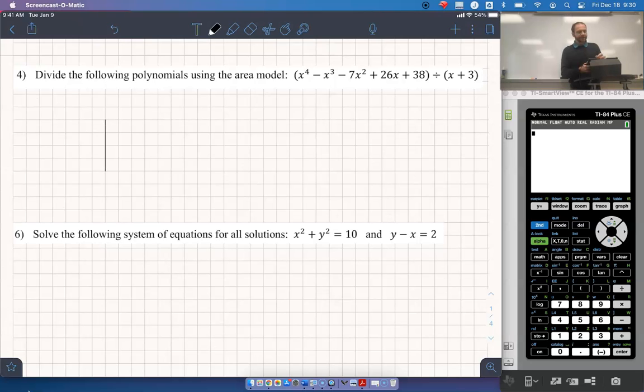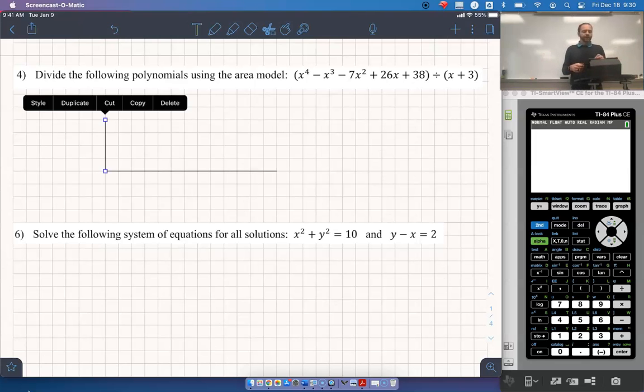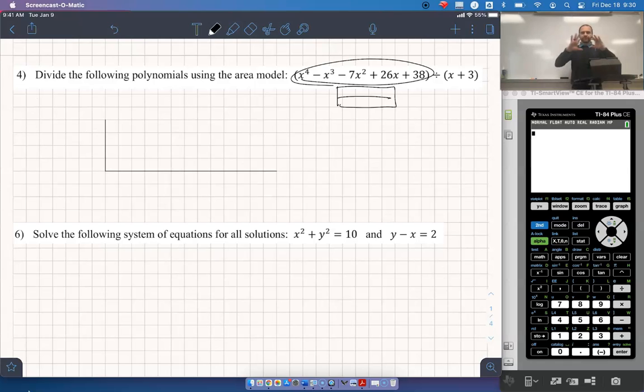So I have this right here, and I'm going to go across. Now, how far do I go across? That's the question some people have: how many do I create? The way to go about it is I know that inside this box is x to the fourth minus x cubed minus 7x squared, dot, dot, dot. That's going to be the combining of everything in the box. So I need to figure out how many columns I'm going to have.